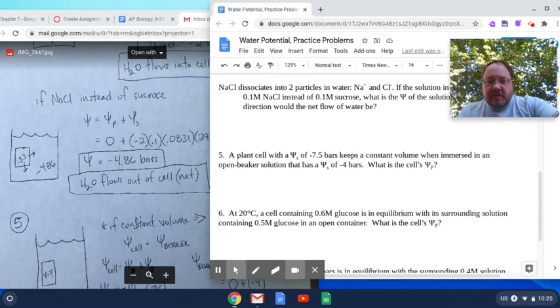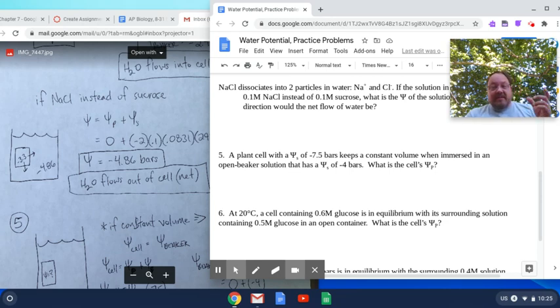Okay, number 5. It says a plant cell has a solute potential of negative 7.5 bars, and it is at constant volume and immersed in an open beaker solution with the solute potential of negative 4 bars. What's the pressure potential? Well, they gave us a big clue here. It's when they said, sorry about the cicadas, it's when they said the volume is constant.